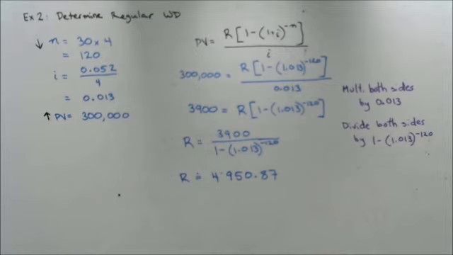So that's the end of lesson 7.5, present value of an annuity. Your practice problems are found on page 461, numbers 1 through 11 and 13.